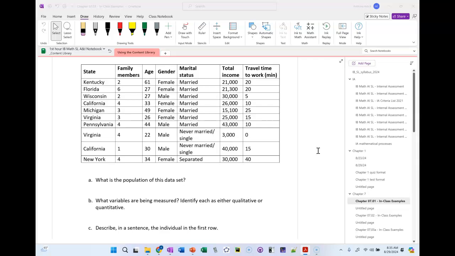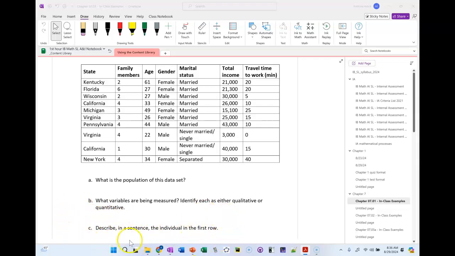Qualitative. Everybody kind of get the picture here. You have state, that's qualitative. Number of family members, that's quantitative. Age is quantitative. Travel time is quantitative. Everybody's cool? I think I said that right. Okay.